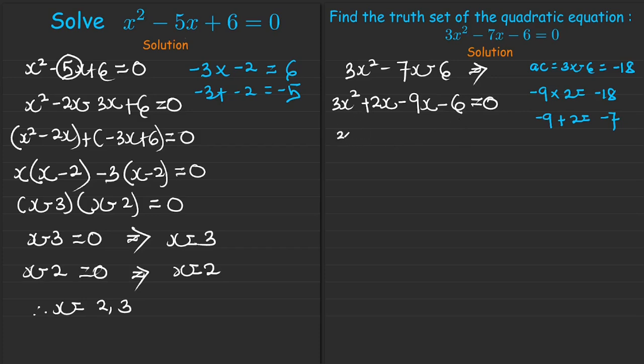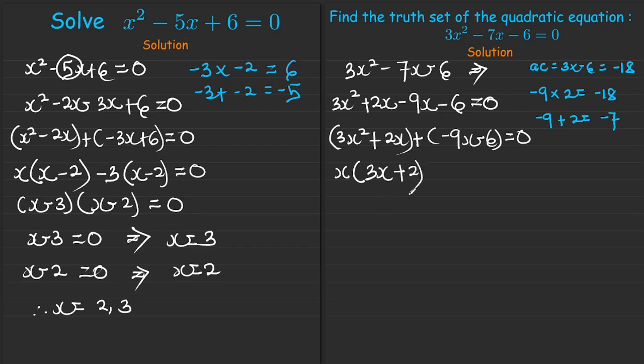In pairs, we have 3x squared plus 2x. Then plus, we have negative 9x minus 6. And it's equal to 0. We have not factorized yet. We have just grouped our numbers. 3x squared plus 2x. They both have x in common. So that x comes out and we have 3x squared divided by x. That gives us a 3x. We have 2x divided by x. That gives us a positive 2.